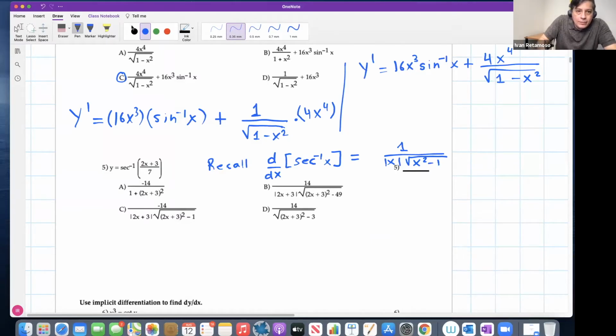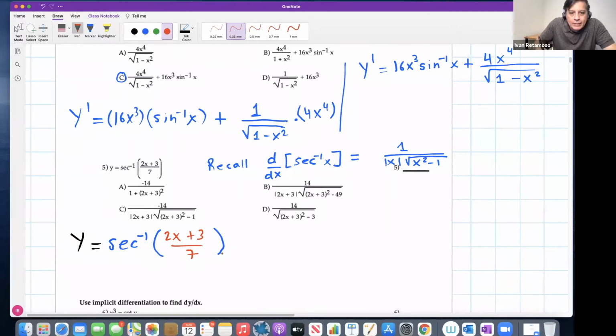Notice this function is a composite function. A composite function, Professor? Yes, because notice secant inverse is the outside function, and this 2x plus 3 over 7 is the inside function, right? Now we're going to take the derivative using the chain rule.